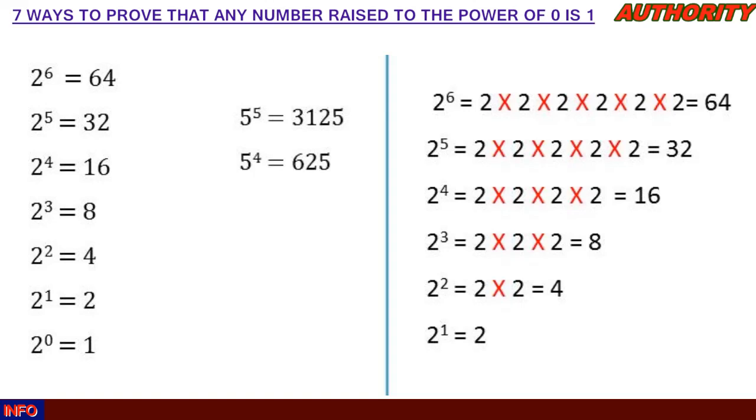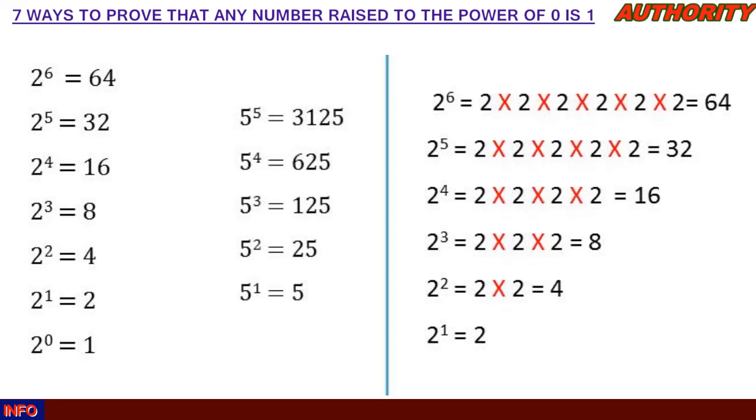Again, reduce the exponent 4 by 1. That means you're going to have 5 raised to power 3. Then the answer is 625 divided by 5. Going to give you 125. Also, reduce the exponent by 1 again. That means you're going to have 5 raised to power 2. Then the answer is going to give you 125 divided by 5, which is equal to 25. Also, 5 raised to power 2, reduce the exponent by 1, going to have 5 raised to power 1. So the answer is going to give you 25 divided by 5, which is equal to 5.